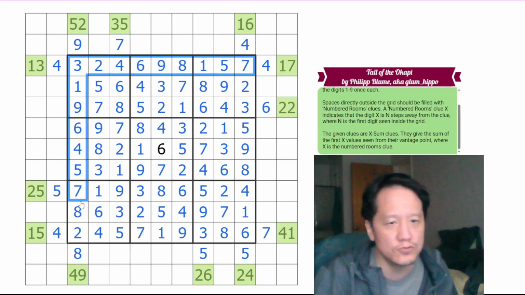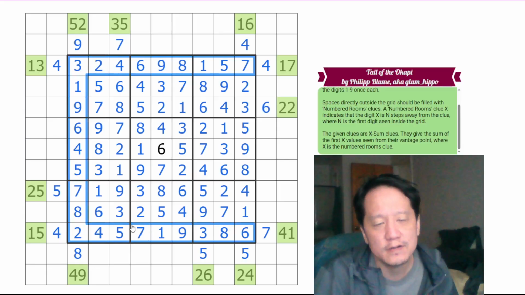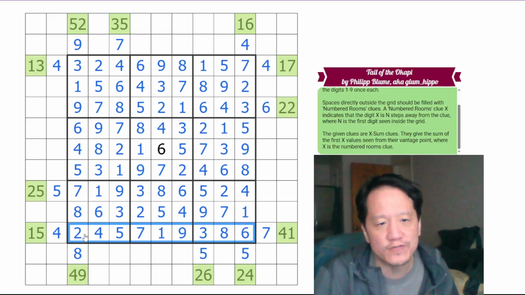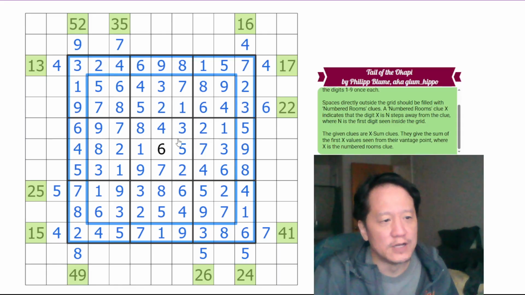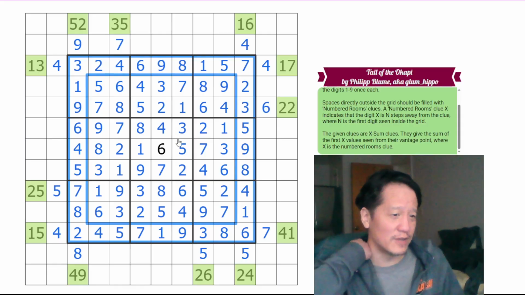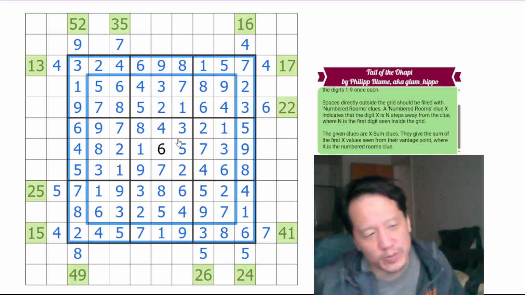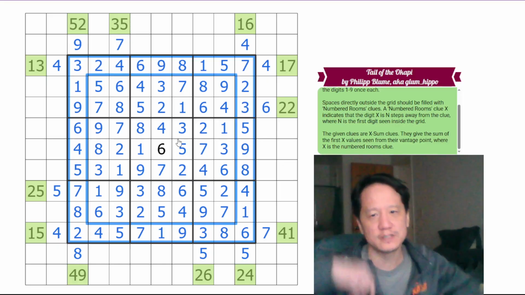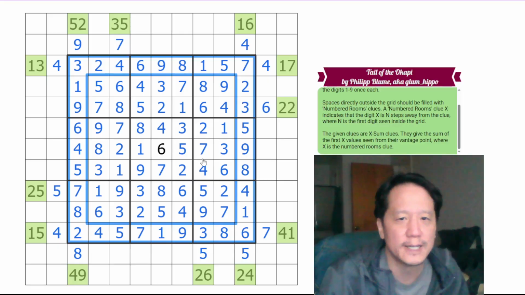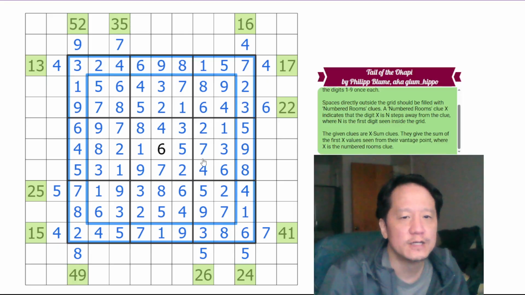Yeah, not too bad. The logic was fairly straightforward. The execution, yeah, I would say probably about hard level. It's a little bit easier than hard level, but a little bit harder than challenging level, I would say. Overall, very cool. Nice interactions between the X sums and the numbered rooms clue. Yeah, overall, I think just a well done puzzle.